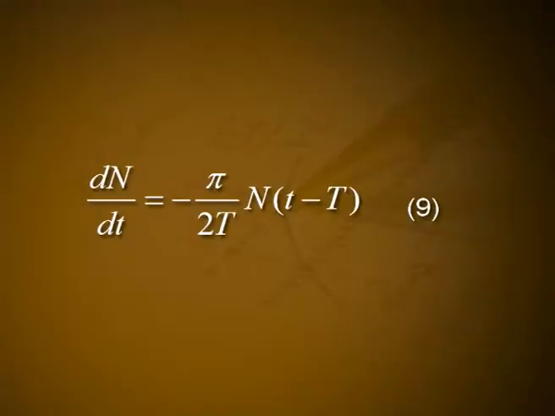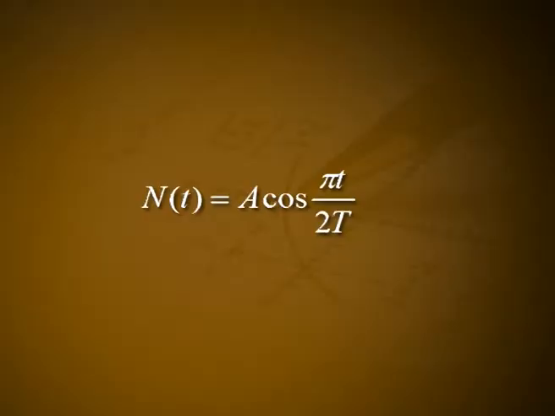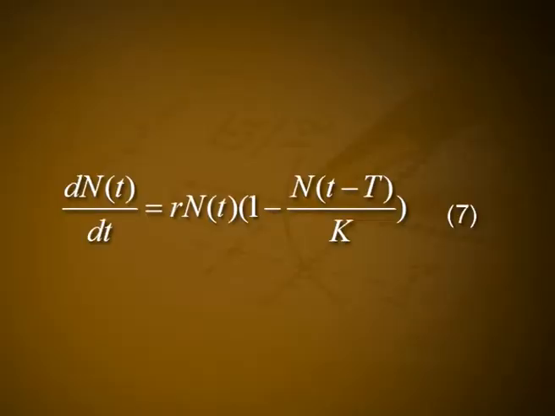The above heuristics clearly show that there is the possibility of oscillatory behavior. As an example, let us consider the simple linear delay equation dn/dt is equal to minus pi by 2T times n(t minus T), where a is a constant. We can see that n(t) is equal to a cos(pi t by 2T) is a solution and n is periodic in time. In fact, the solutions of equation 7 can exhibit stable limit cycle periodic solutions for a large range of values of the product rT, of the birth rate r and the delay capital T.